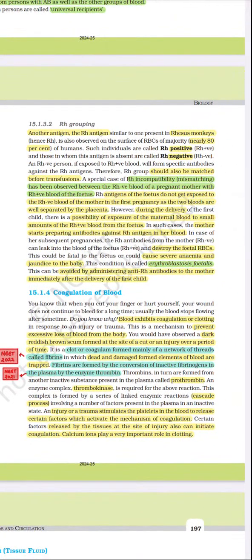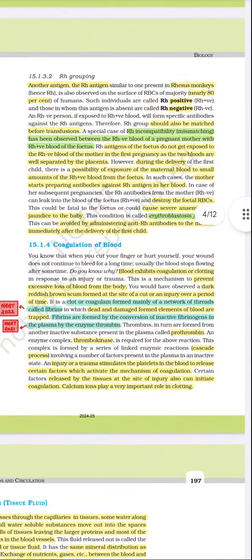Rh grouping: another antigen, the Rh antigen, is similar to one present in the rhesus monkey. Nearly 80 percent of humans have this antigen; such individuals are called Rh positive, and those in whom this antigen is absent are called Rh negative. Rh group should also be matched before transfusions.